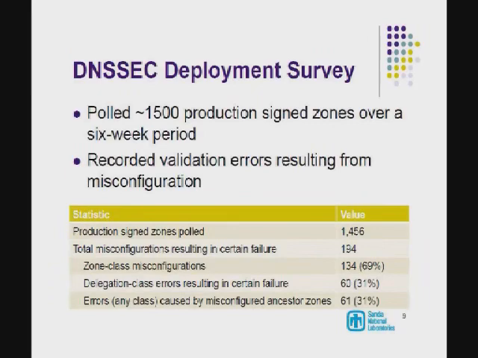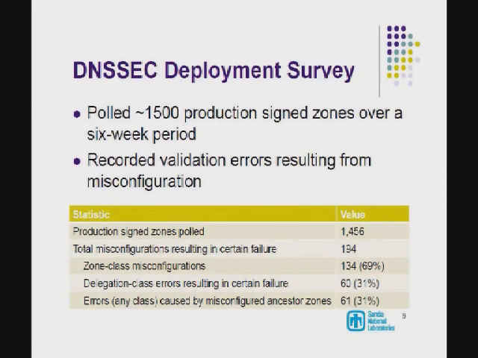Okay, and out of this, we had about 69% of those were zone class misconfigurations and delegation class misconfigurations. Again, the delegation class misconfigurations have to do with a DS mismatch with the DNS keys in the child zone. Those accounted for about 31% of the misconfigurations that resulted in a failure potential of 1. And then this bottom number has some pertinence to something I'll talk about a little bit later, but this is if it had to do with some kind of problem with something above the zone itself. Okay, so it wasn't necessarily the fault of the zone, I should say. It's about 31% of those.